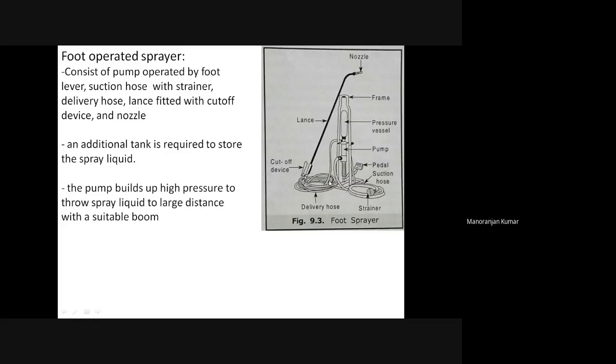Also, there is a delivery hose. This is the delivery hose, and there is a lance at the end of this delivery hose. There will be one trigger cutoff valve. The trigger valve is there, and after that, this is the lance fitted with this cutoff valve. And at the end of this lance, there will be a nozzle.